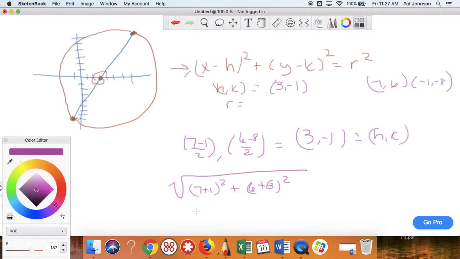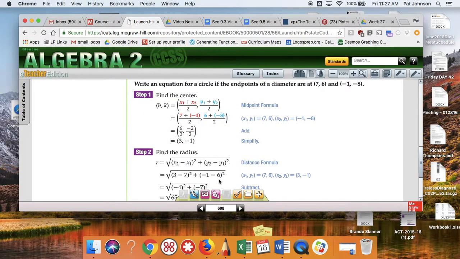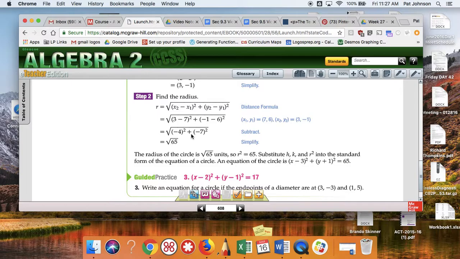So doing the math, this is going to be the distance. The distance from here to here is the square root of 112. Now that's the diameter, and I need what? I need half of that. Oops, I did some bad math. So the radius, find the radius, is the square root of 65.